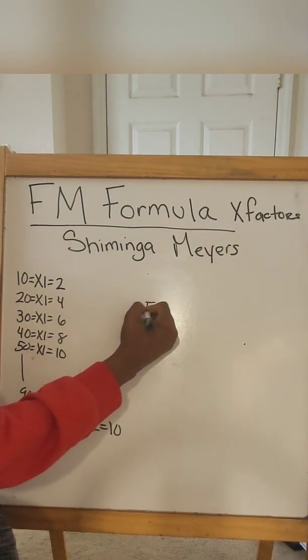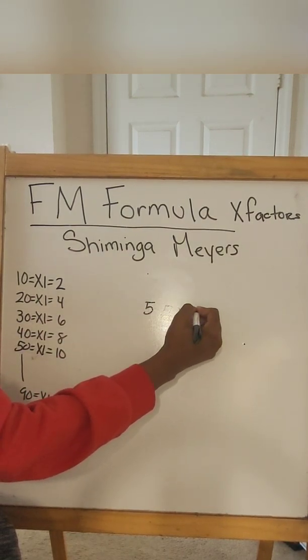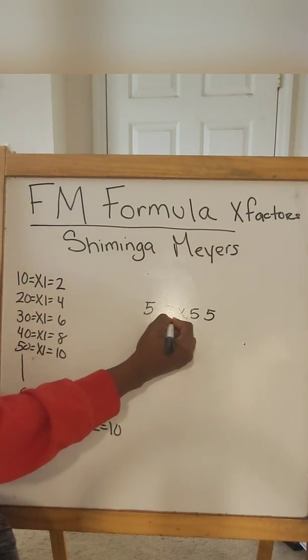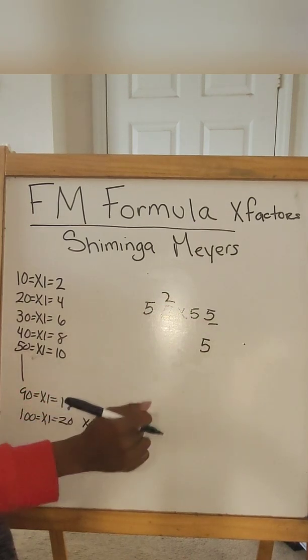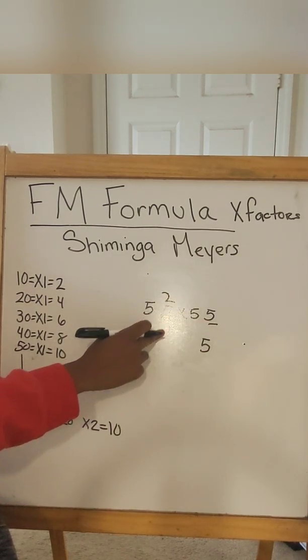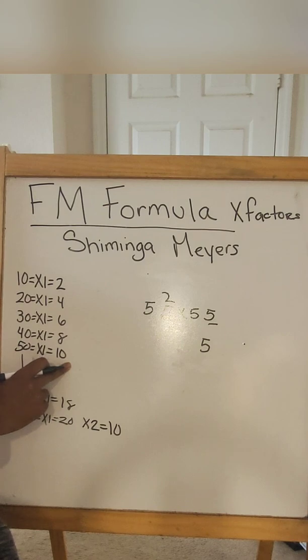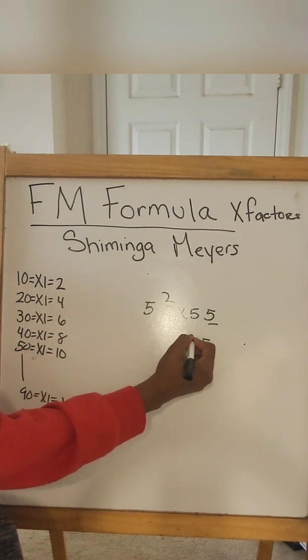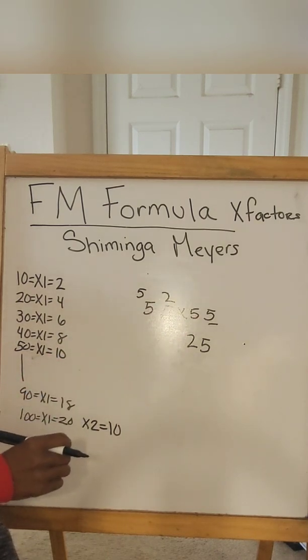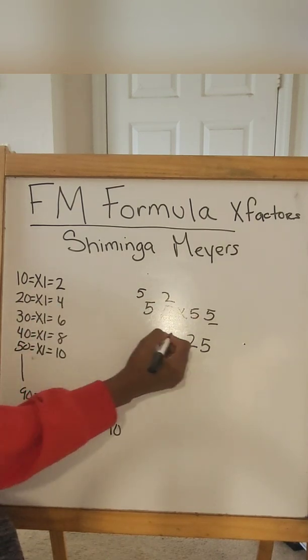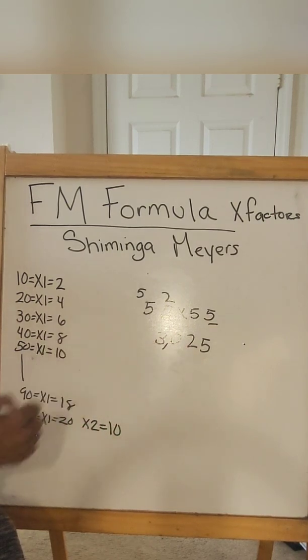So if we're doing, let's say, 55 times 55, we first say 5 times 5 equals 25, because we always multiply the 2 ones first. Then we're going to say 5 times 10, which equals 50, plus 2 more, 52. Then 5 times 5, 25, plus 5 more, 30. So as you can see, the X1 factors for each set of 10s is very important.